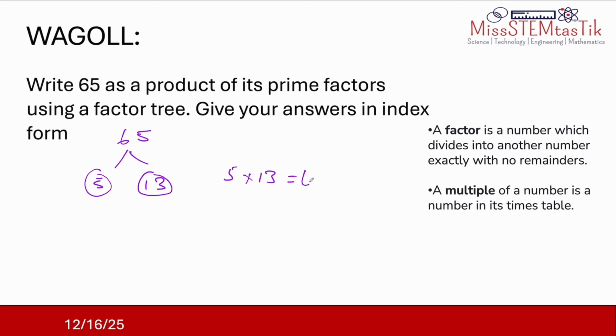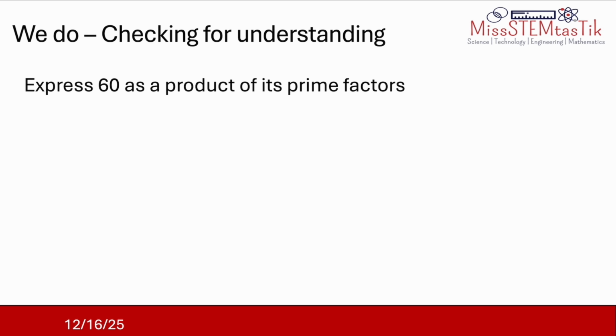Now, we've got 1 five and we've got 1 thirteen. So this is the same as writing it as 5 to the power of 1 and 13 to the power of 1, following on from the work that we did with indices. Next, I would like you to pause the screen and have a go at this question.